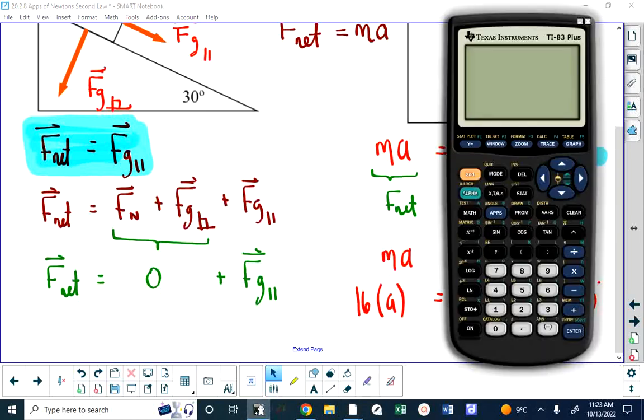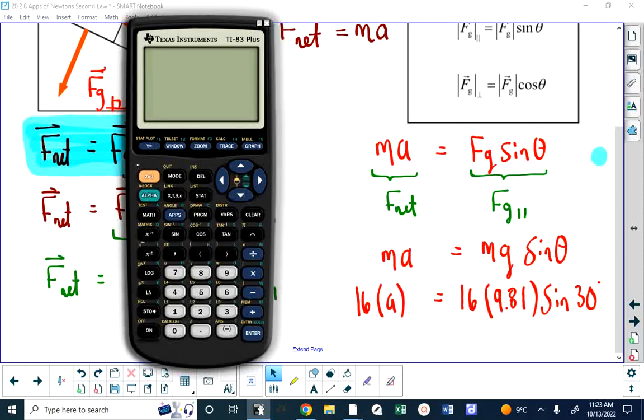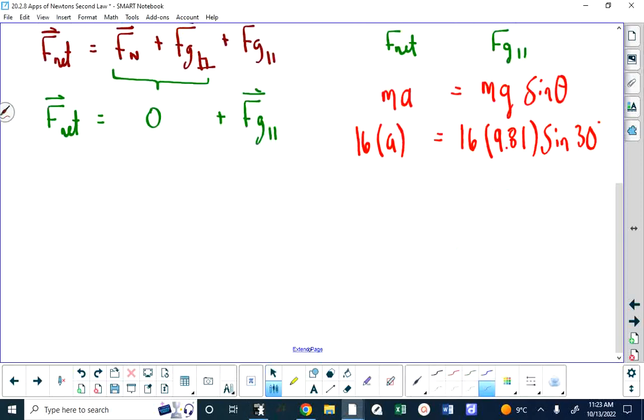Do me a favor, take a minute and calculate that. See if you get 4.905. You're going to have to take 16 times 9.81 times sine of 30 degrees and then divide that by 16, and you get 4.9 meters per second squared.